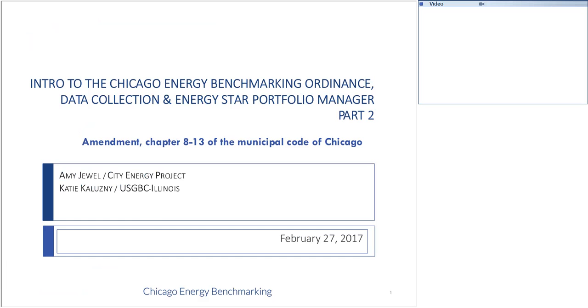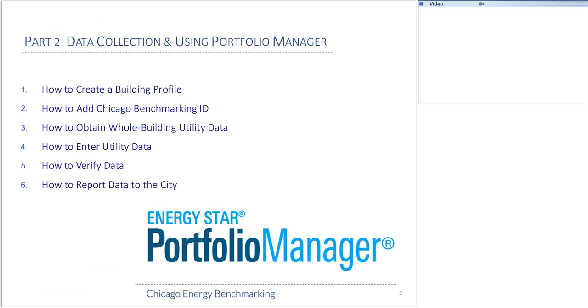And during part 2 of this webinar and training, we will cover how to create a building profile, how to add a Chicago Energy Benchmarking ID, how to obtain whole building energy data, how to enter that utility data, how to get the data verified if that is required for you this year, and how to report the data to the city. We'll follow step-by-step instructions, which is similar to what you can find in the compliance guide found at cityofchicago.org/energybenchmarking.